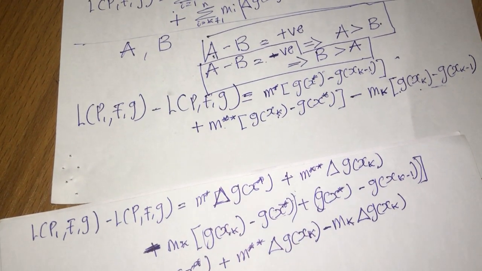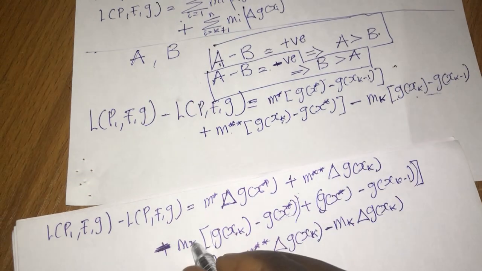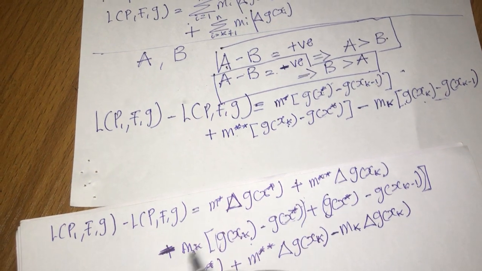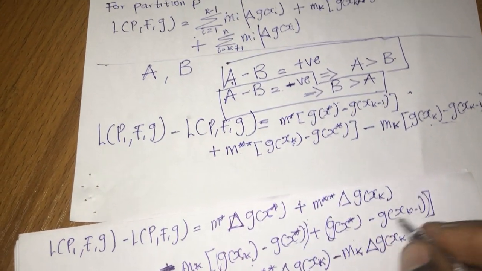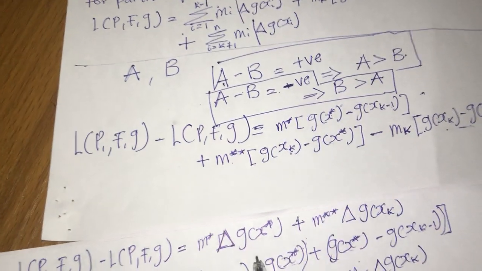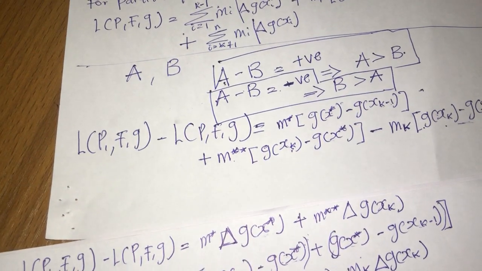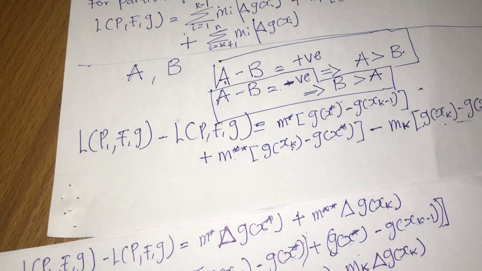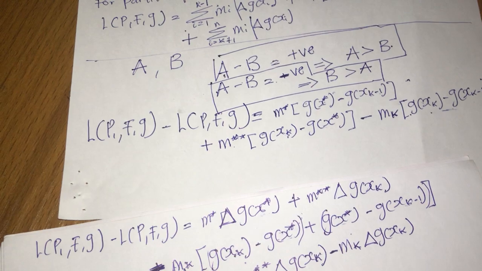Let's break this also. Let's break it down too. So we are going to have minus MK. Look at where the MK is coming from. MK is multiplying them. MK times this. MK times this. I know this one we already defined it to be what? Look at here. We will have it here and we define it to be what? Delta G X star. Abi? So this one is delta G X star.